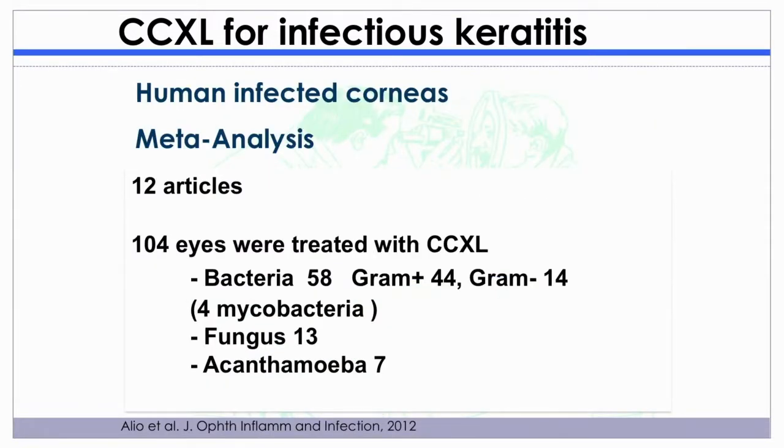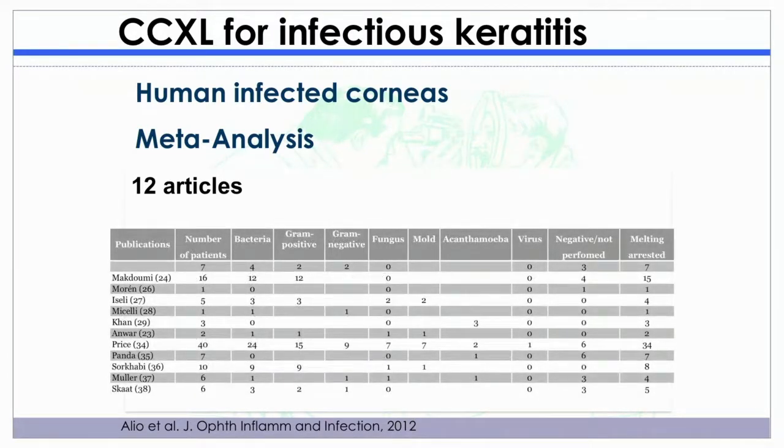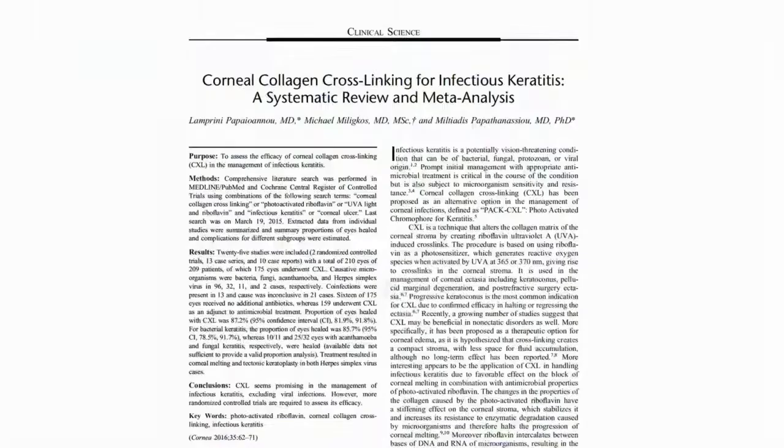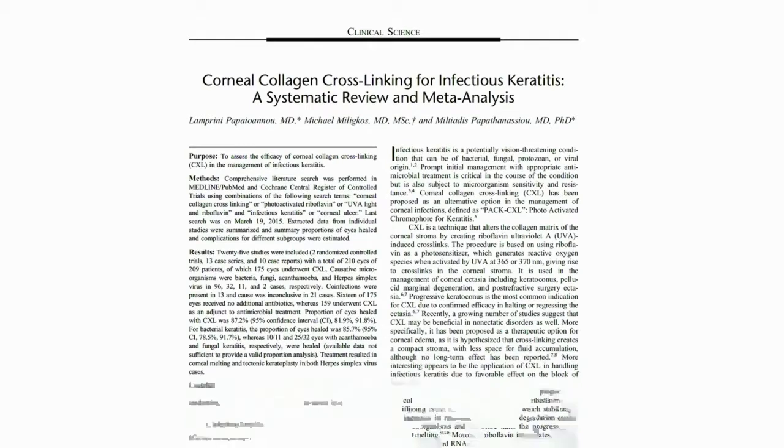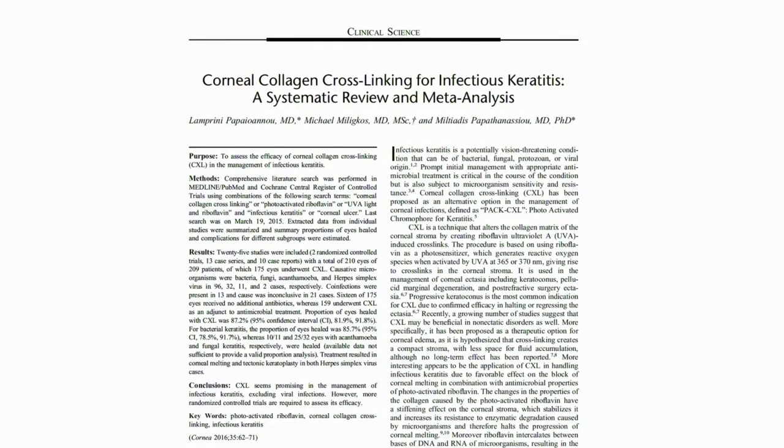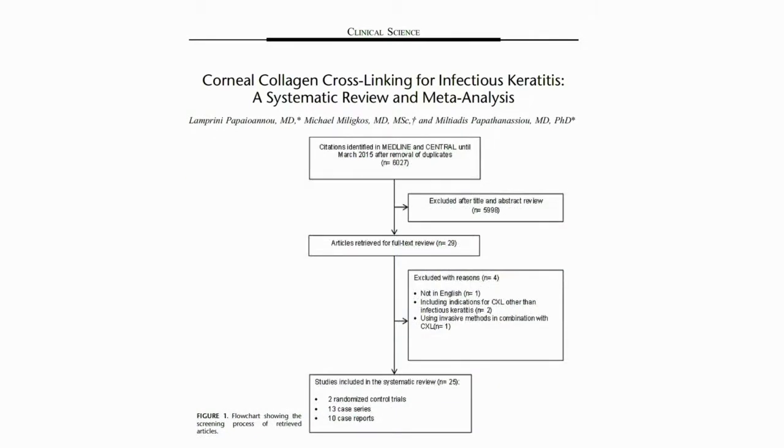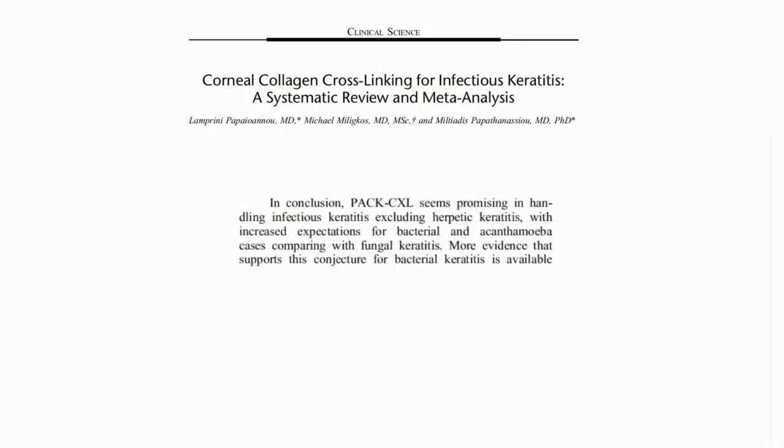In terms of meta-analysis, there are two now, with a third one coming, that show exactly the same results that we presented. So it was good, especially for bacterial infection. This is one that started from more than 6,000 papers and finished with 30 papers, concluding that it was good for bacterial and Amoeba cases more than for fungal keratitis, but they need more evidence.